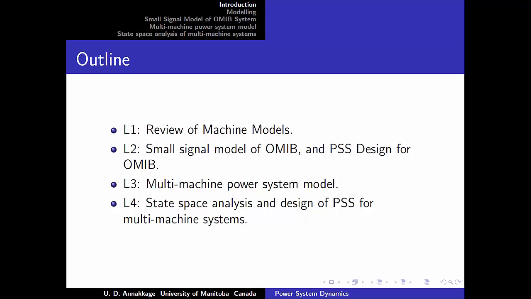The third lecture is going to be very brief. I will introduce how to develop the multi-machine power system model, and then finally I will talk about state space analysis and the design of a power system stabilizer for a multi-machine power system.